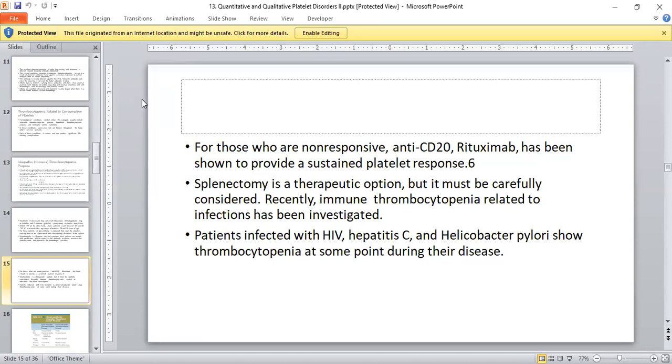Splenectomy is the next logical option because once you remove the spleen, there will not be a lot of destruction of the platelets. So they're still available to provide the effects. For patients with viral conditions like HIV, hepatitis C, or even H. pylori, they show thrombocytopenia at some point during their disease.